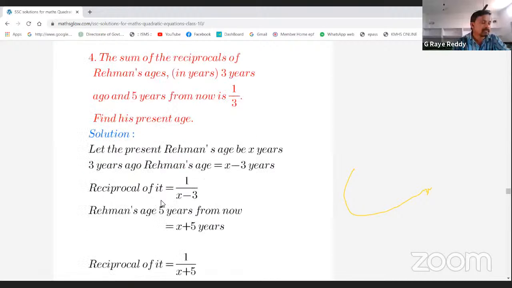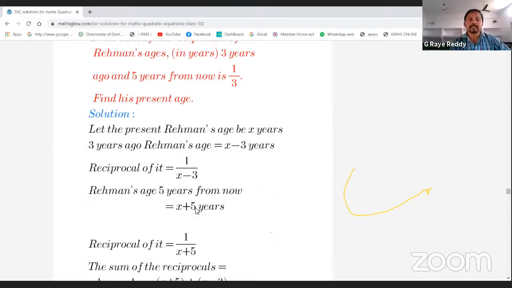Students, let's go to the fourth problem. The sum of the reciprocals of Rahman's age in years, 3 years ago and 5 years from now, is 1/3. Find his present age. So the sum of the reciprocals of Rahman's age 3 years ago and 5 years from now is given as 1/3. Find his present age. Students, first of all, we have to consider Rahman's age to be x years. Then Rahman's age 3 years ago becomes x minus 3, and 5 years from now, x plus 5.